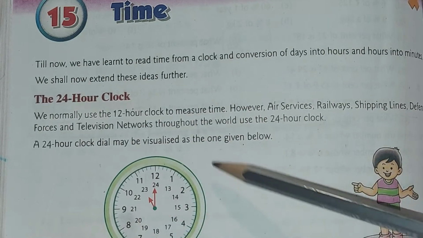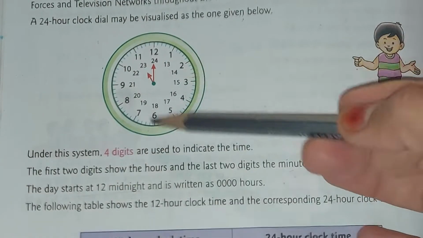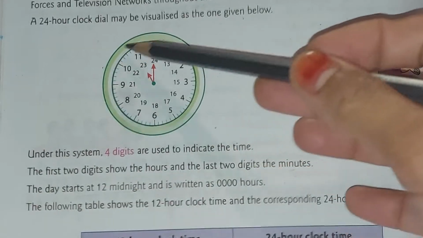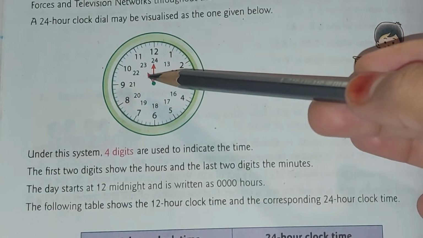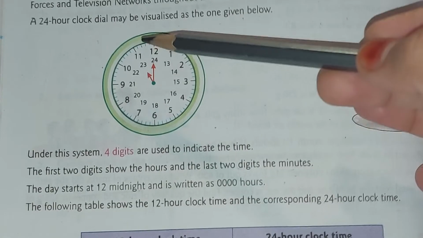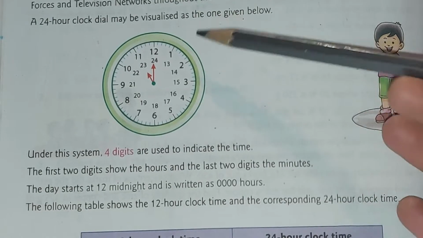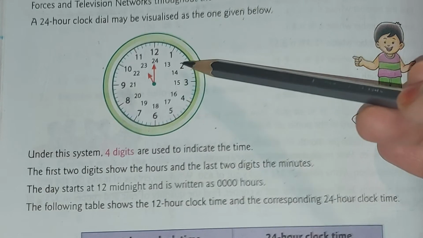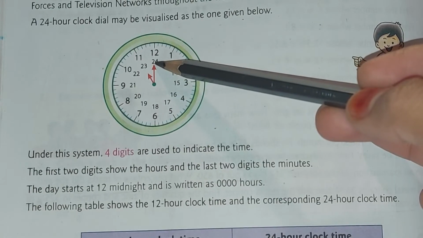If we see this figure, two types of times are given. In a normal clock we have 1, 2, 3, 4 up to 12, whereas in a 24-hour clock, after 12 midday, when 1 p.m. comes, we use 13 in place of 1. Similarly, in place of 2 we use 14, so it goes up to 24 hours.